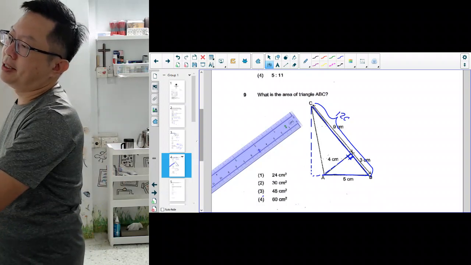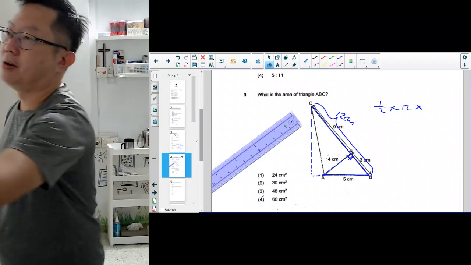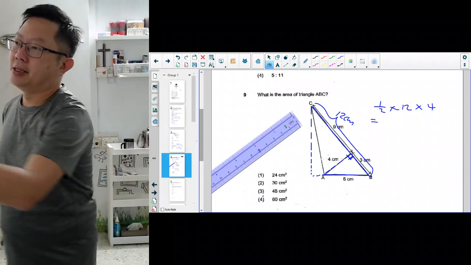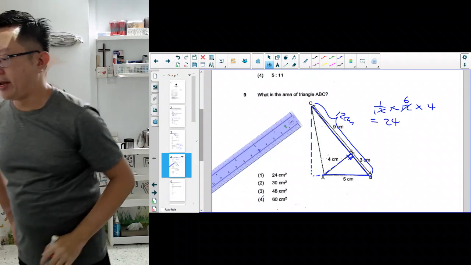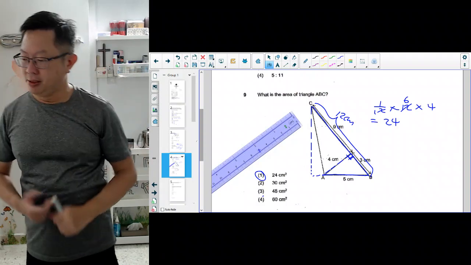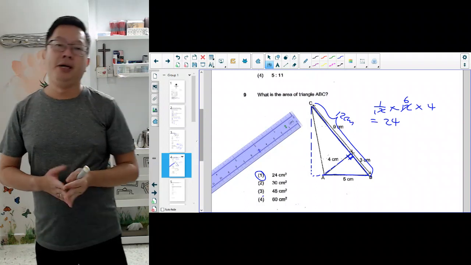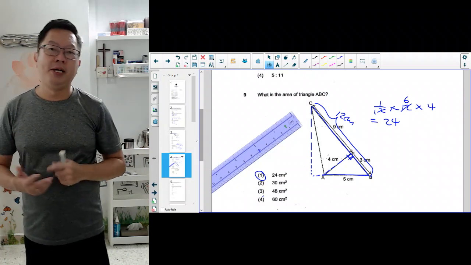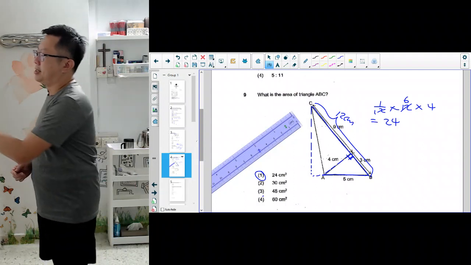Okay, so the base is 12 cm. So half times 12 times the height, which is 4. By now you should be quite good with the cancelling. So you divide by 2 to make the number smaller, and divide by 2. So 6 times 4, the area of the triangle is 24 cm squared. What's important here is that when you choose a side to be the base, you have to make sure that you can also use the base to find the height. If you can't use the base to find the height, then you have to change your base. Alright? Okay, let's go to number 10.